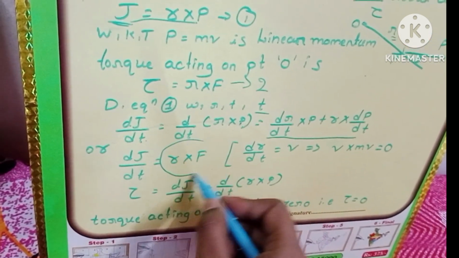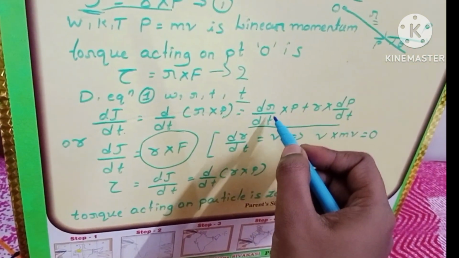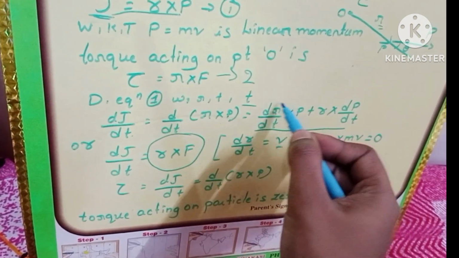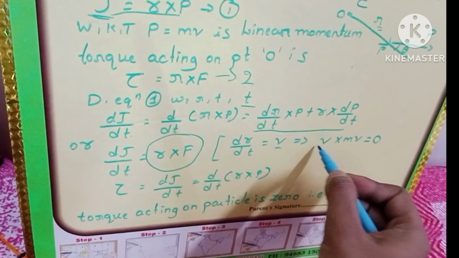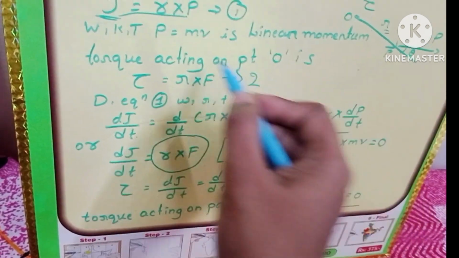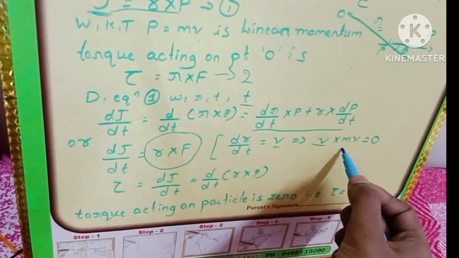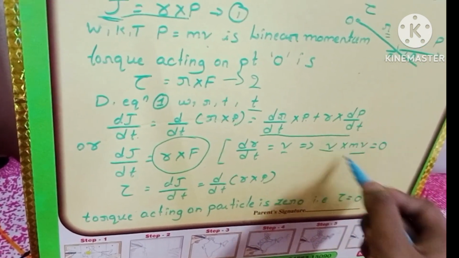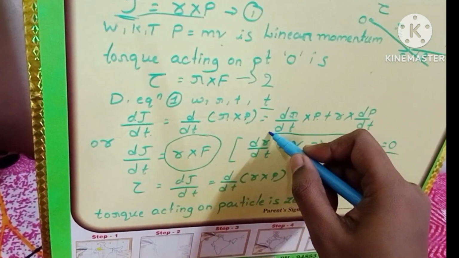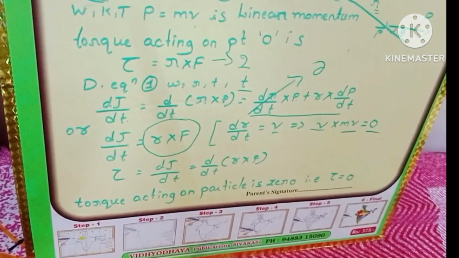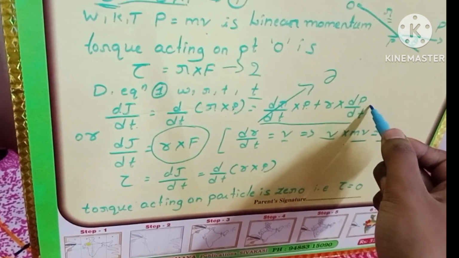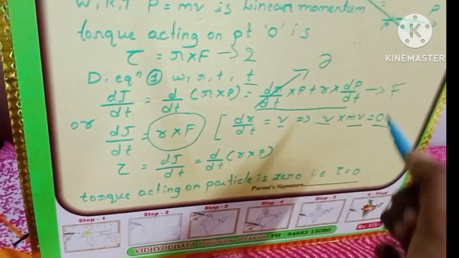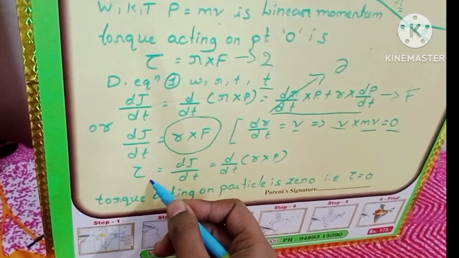Why I took this? Because we know that dr/dt, the rate of change of displacement, is nothing but velocity. So in place of dr/dt I can write v. I know that linear momentum is mass into velocity. From the vector law, v cross mv is 0, so this term goes to 0, and only this term remains. We know from Newton's second law that dp/dt is nothing but F. So r cross F is nothing but your torque tau.